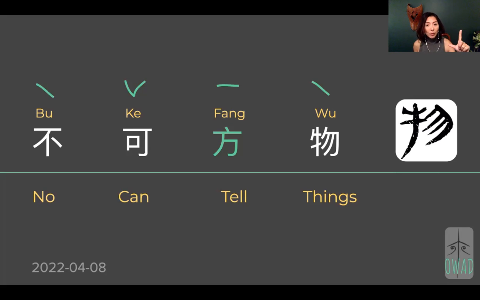And when we say we want to fang something, that's probably like people measuring things up or trying to categorize things, trying to distinguish. So that's the beginning of the reasoning of classification of things. So fang wu, wu is things. Fang wu means to tell things from one to another.